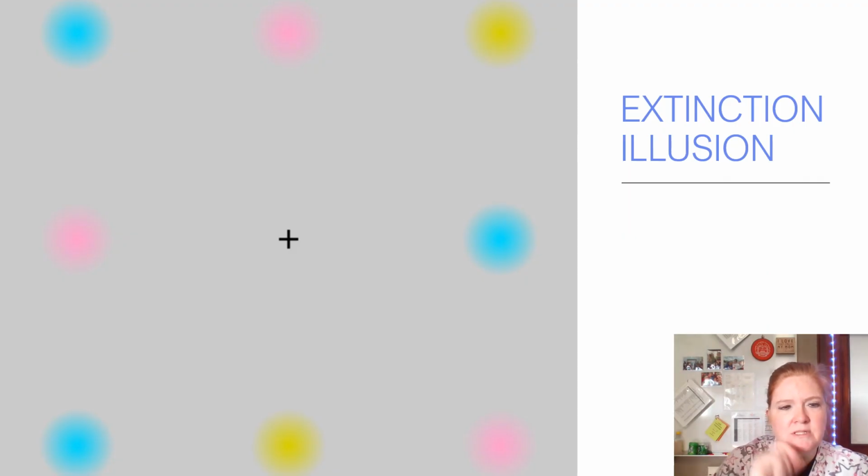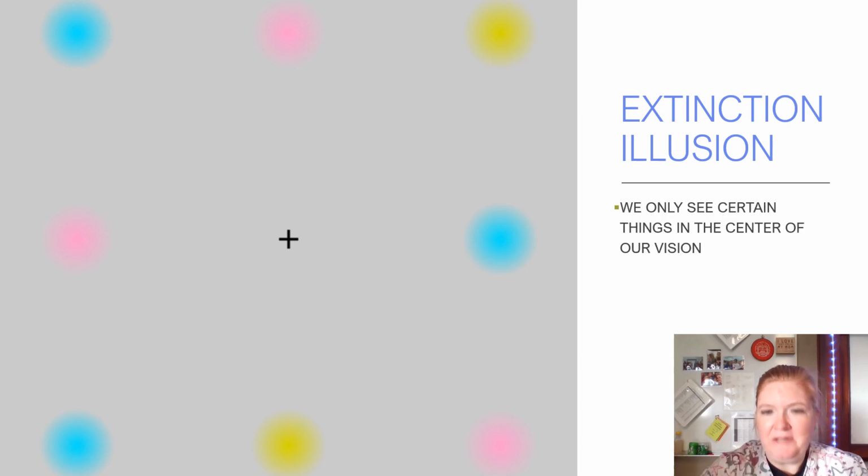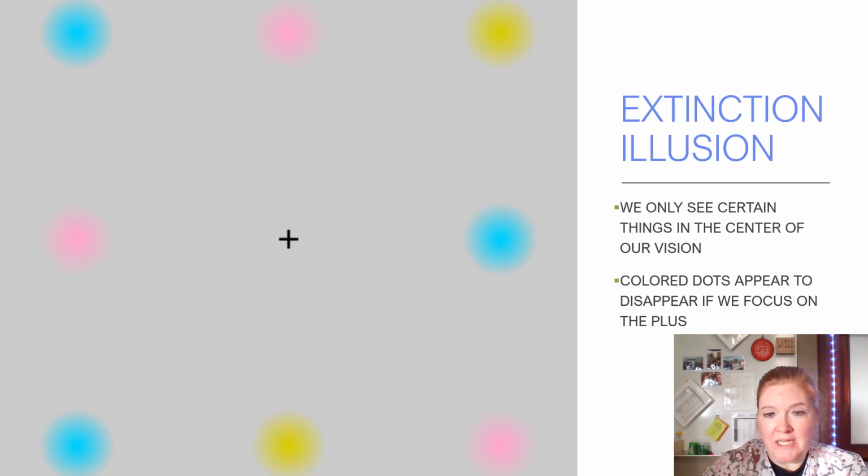Okay, for this illusion, stare at the plus sign again and see what starts to happen to the other colored circles. Whoa! Did you see it happening? Again, we're only going to see certain things in the center of our vision, so those colored dots appear to disappear if we focus on that plus sign. All right, let's try another one.